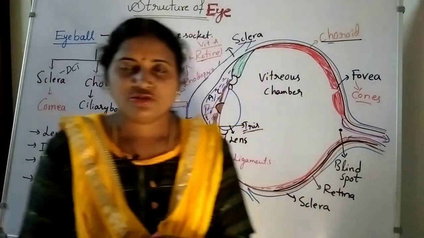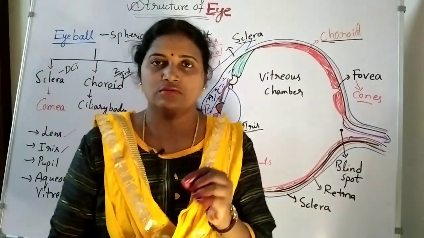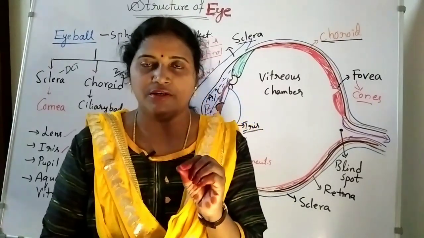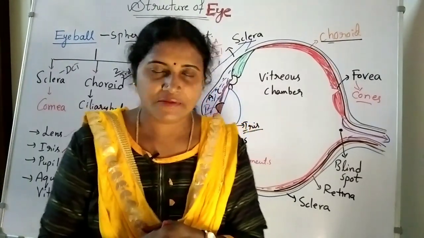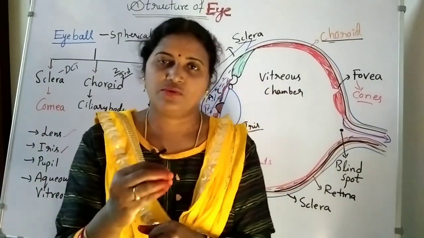Structure of eye. So eyes are very sensitive sense organs in our body. Eyes play a very important role in the coordination part. So what does the eye look like?